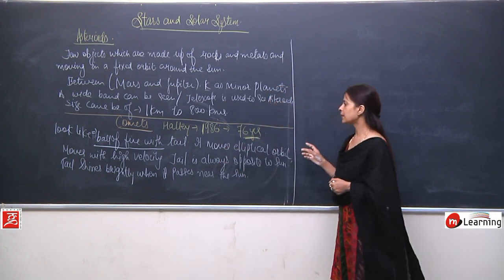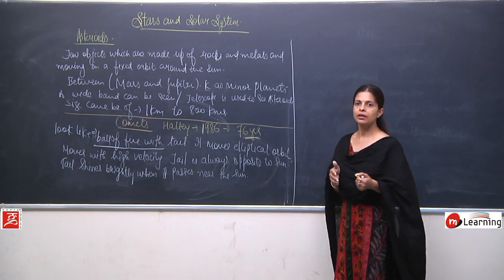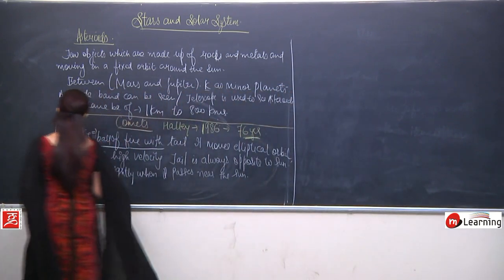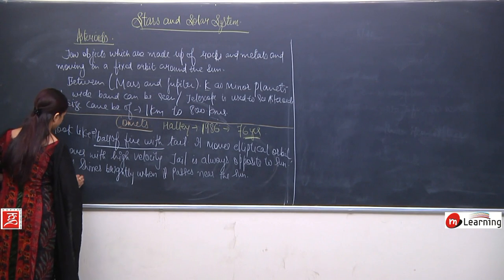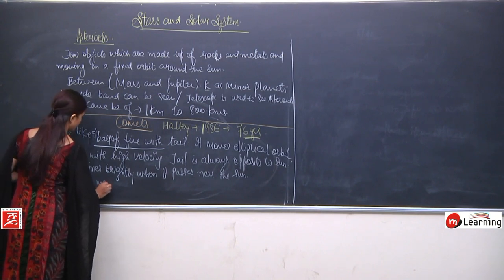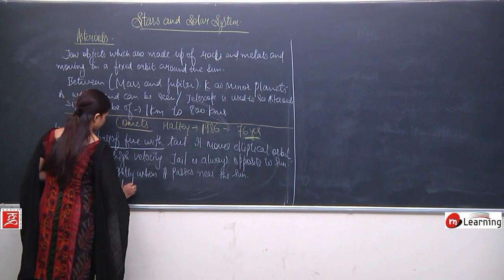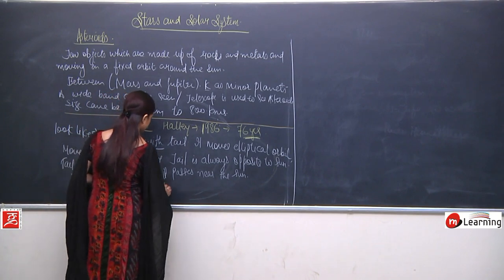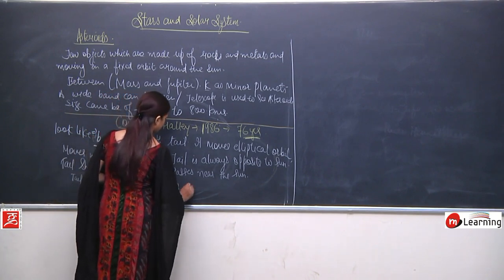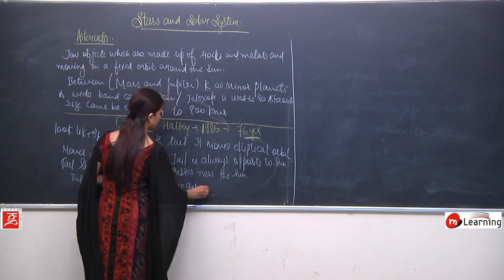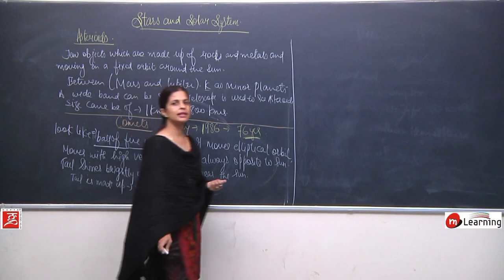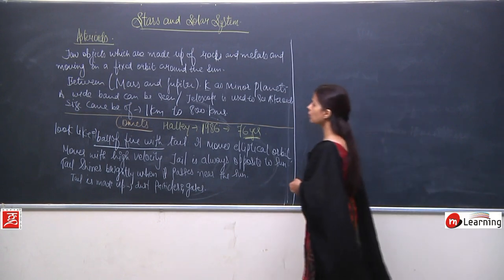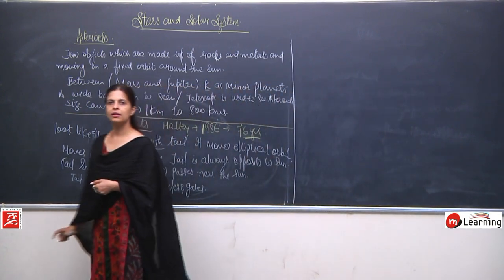And when they move near the sun, the tail shines brightly. And the tail is made up of dust particles and gases. I'm not able to write over here. So dust particles and gases form the tail of the comets. So just now we have discussed the asteroids and the comets. These two are also part of the solar system.